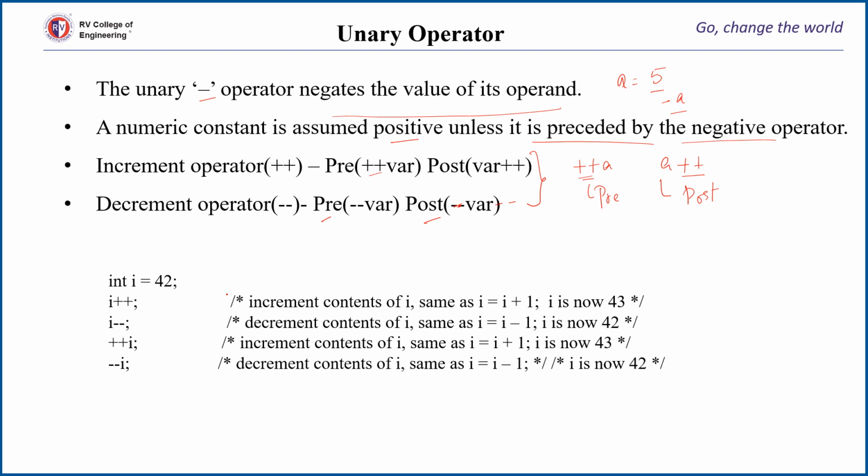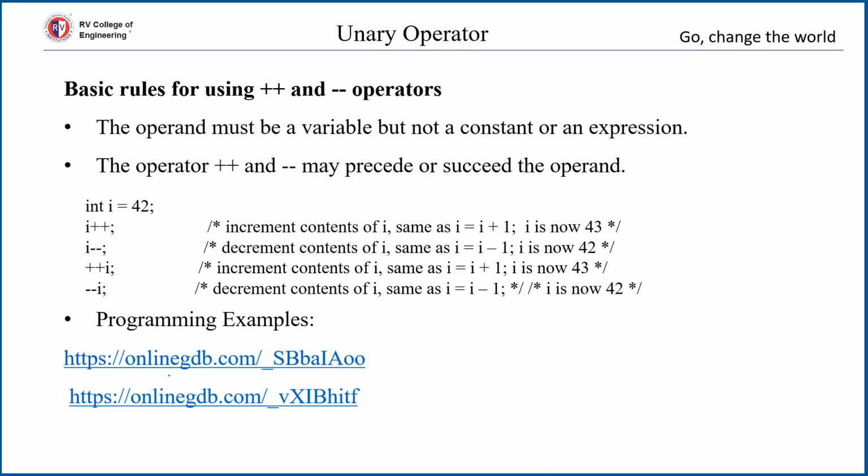Okay, so here there is a small discussion. So you have i equal to 42. When I have i plus plus, it increments the contents of i, which is same as i equal to i plus 1. Now the content of i will be 43. Continuing further, i minus minus decrements the value of i and it becomes 42. Again incrementing it becomes 43 and it becomes 42 when you decrement it.